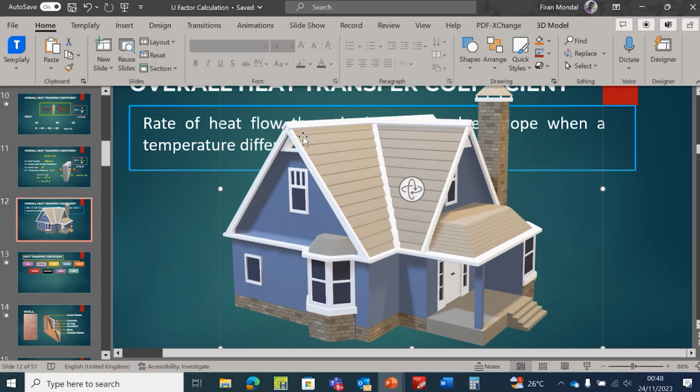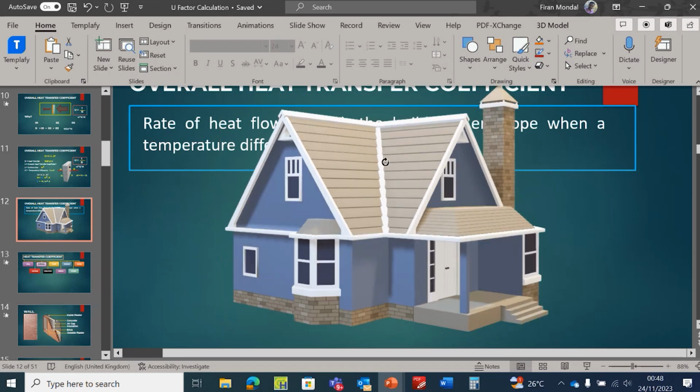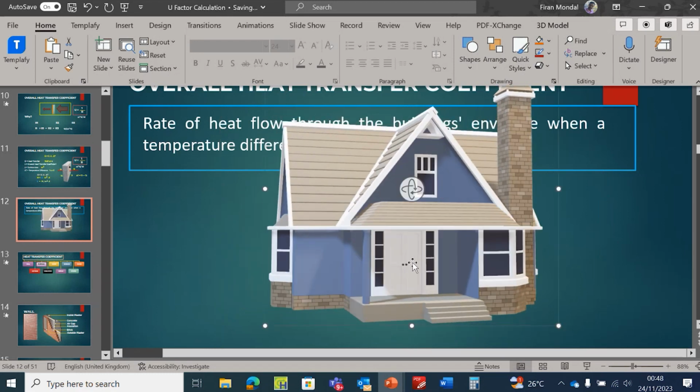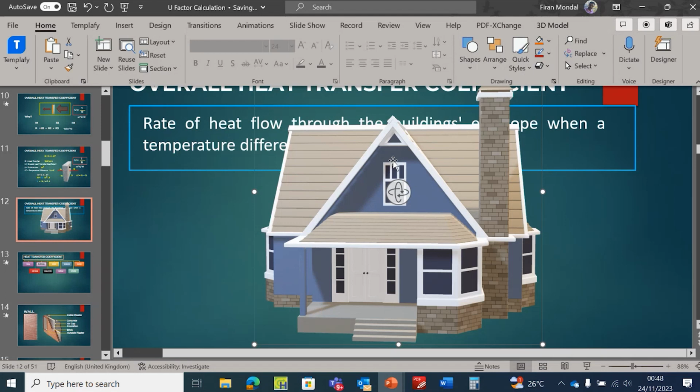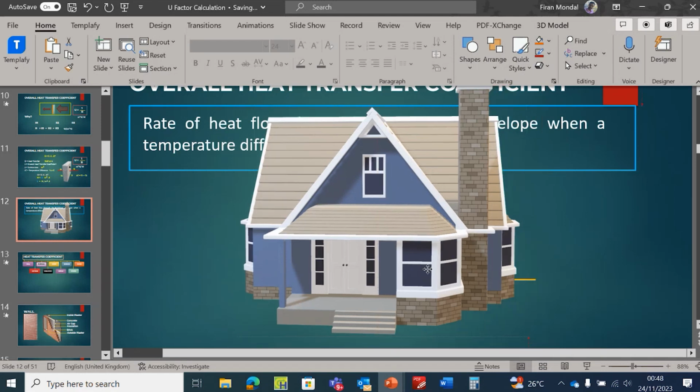It is at an angle. It is not a horizontal roof. So these are the roofs. Here is a roof, here is a roof, and here is a roof. So this roof is at an angle. Here, this is the door, and the door has some glazing as well. So here is one window, and this is also a window.